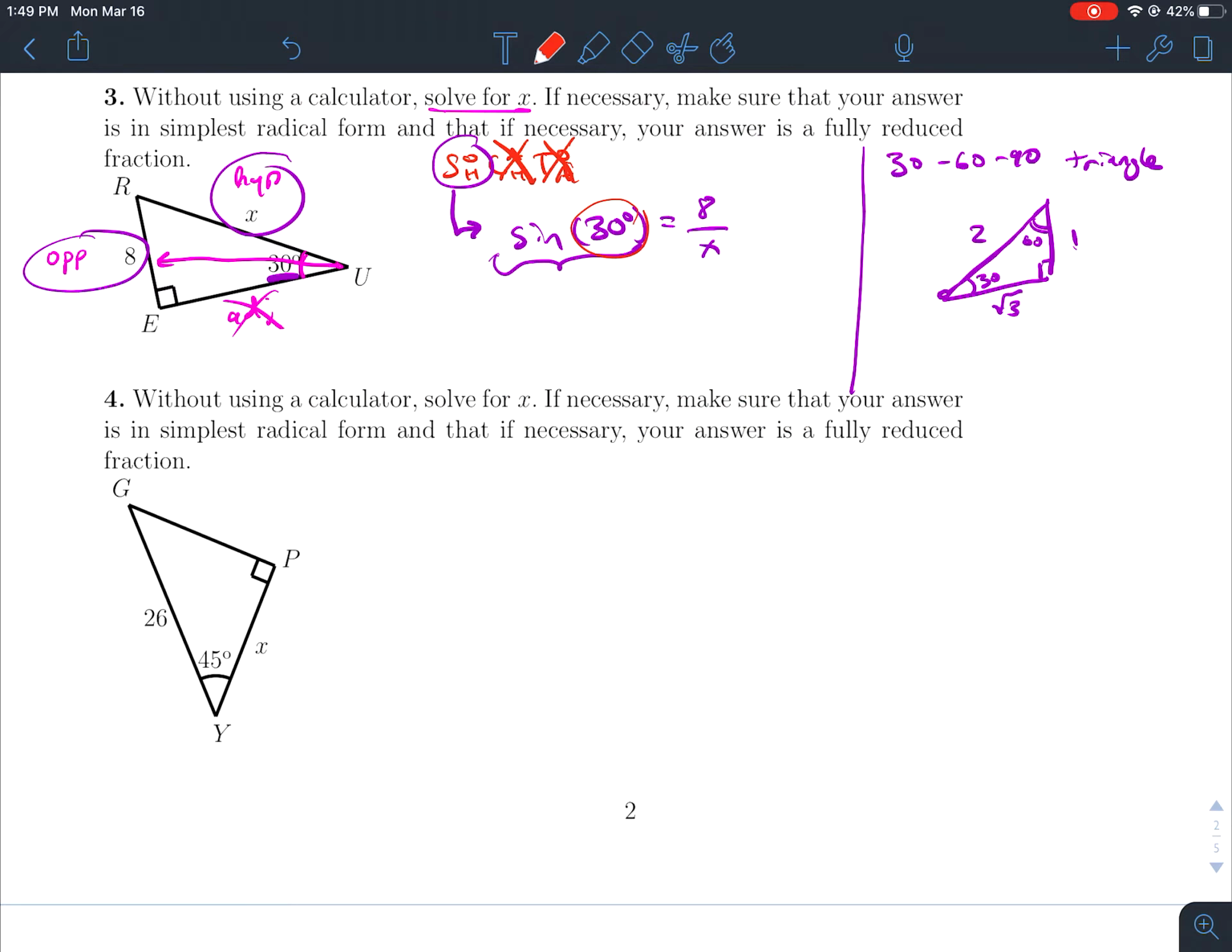If we want sine of 30, we're going to focus in our reference triangle on the 30-degree angle. Now opposite from that is 1, and the hypotenuse is 2. So we're given from our reference triangle that the sine of 30 degrees is 1 over 2. And that equals 8 over x.